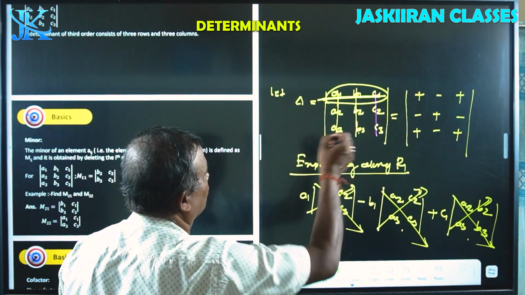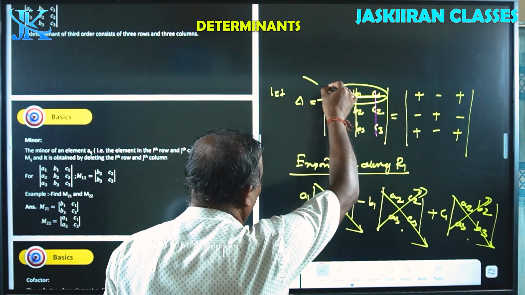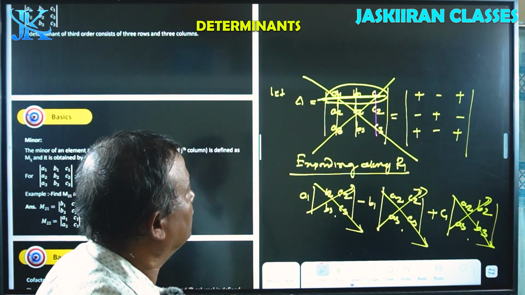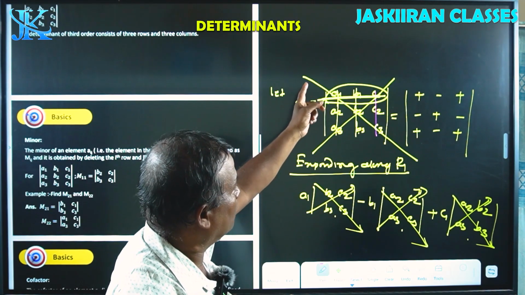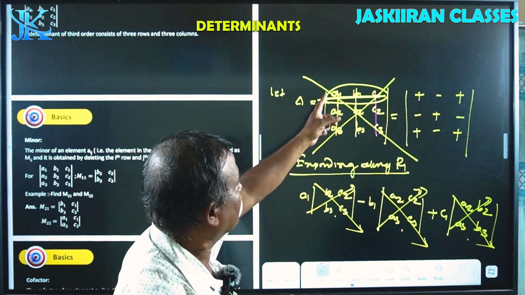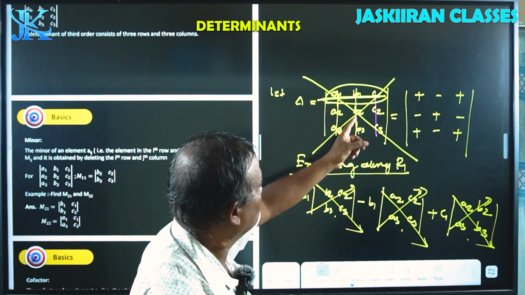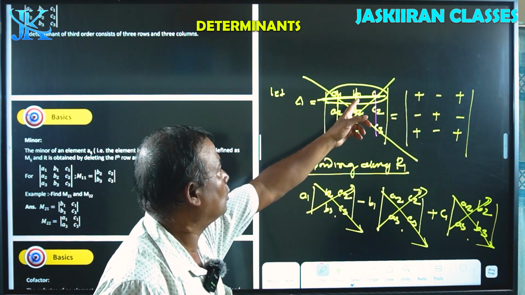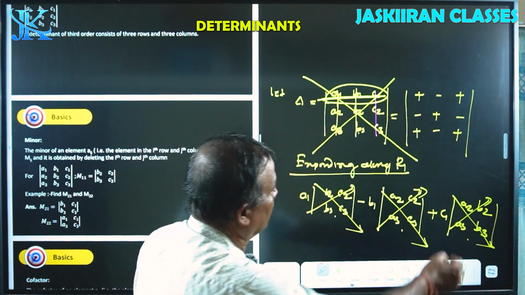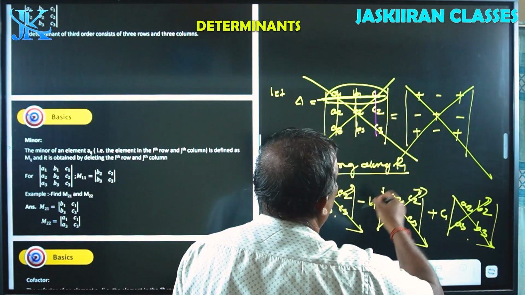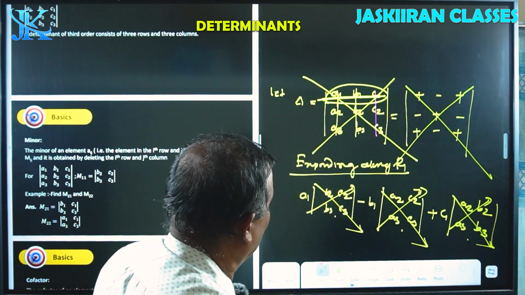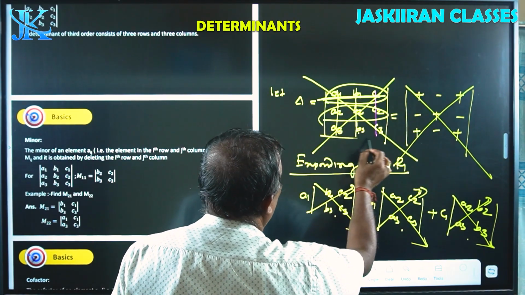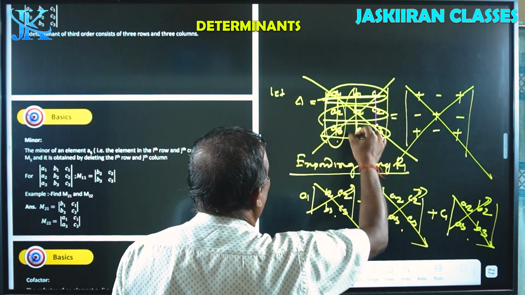We also have to remember the diagonals. Along the principal diagonal and the secondary diagonal, the sign is positive: A1, B2, C3 is positive and A3, B2, C1 is positive. All the others are negative. Similarly, we have to expand along row 2, row 3, column 1, column 2 and column 3.